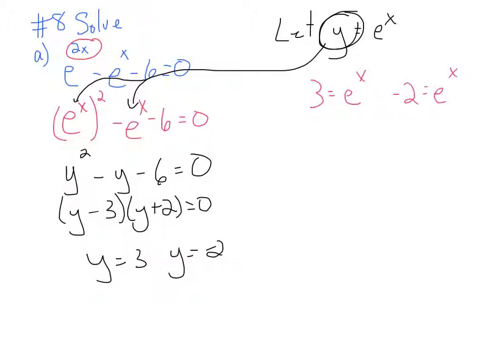Now let's solve both of these. How do we solve these? Well, take the natural log of both sides, throw the x out front. Natural log of both sides, throw the x out front.